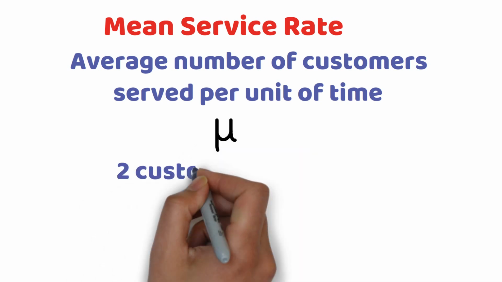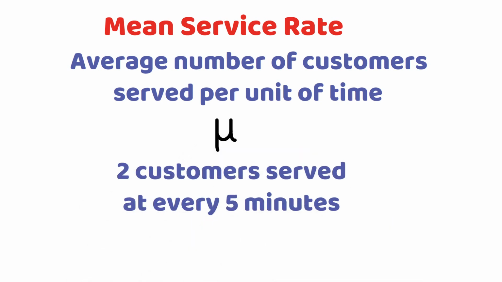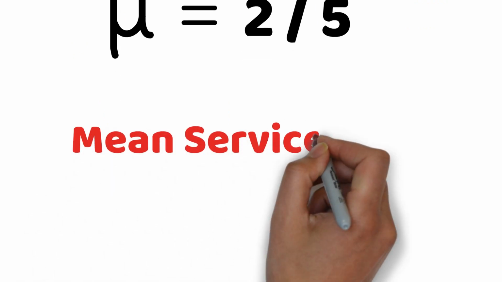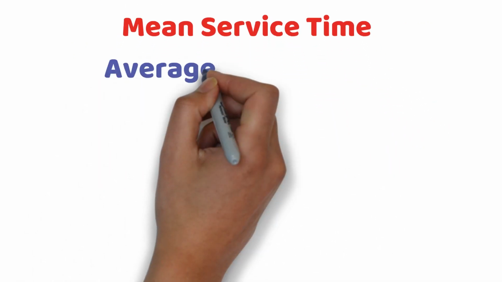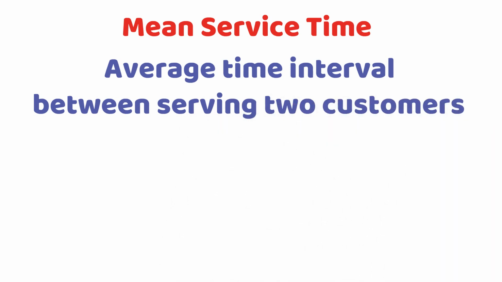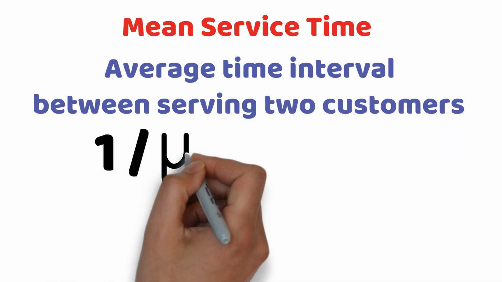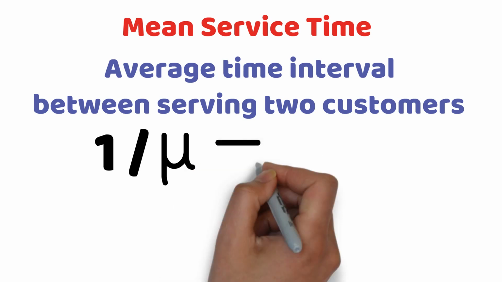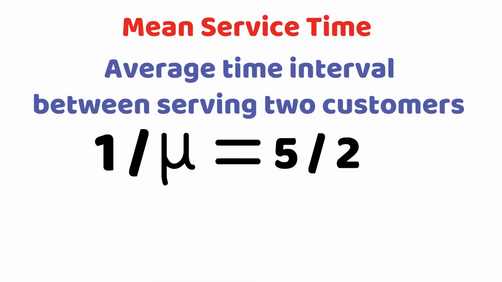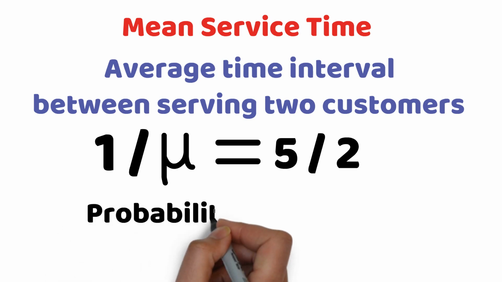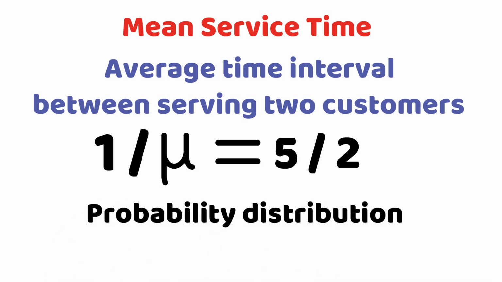For example, if an average of 2 customers are served every 5 minutes, then the mean service rate would be 2/5. Mean service time. It is the average time interval between serving 2 customers. It is denoted by 1 upon mu. In the above example, the mean service time would be 5/2. The service time also follows a probability distribution. The most common distribution followed in the service time is exponential distribution.